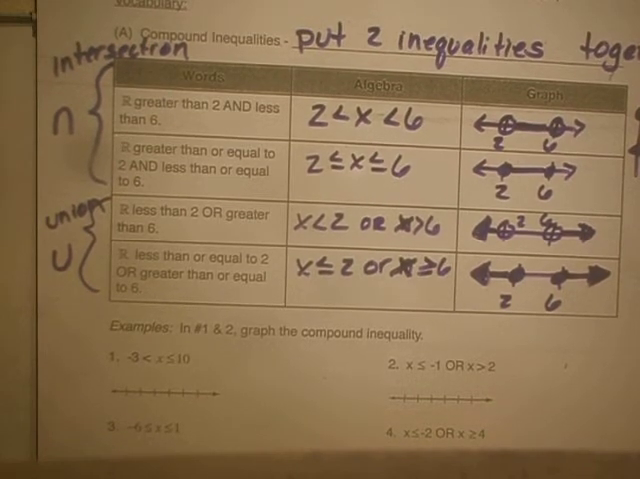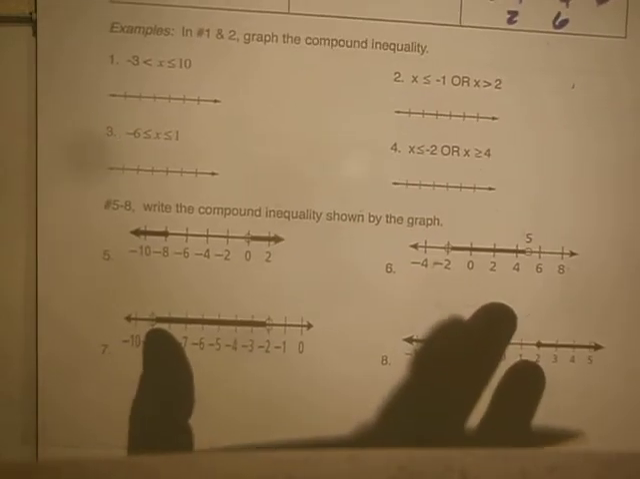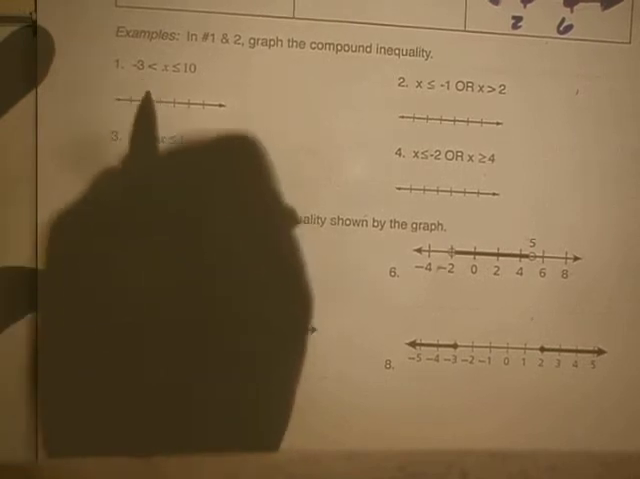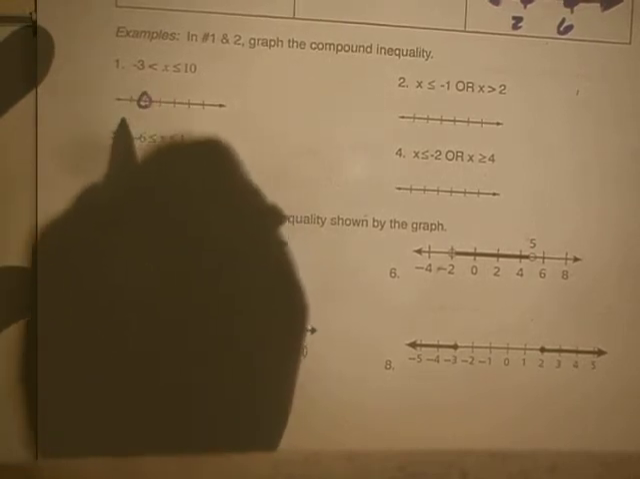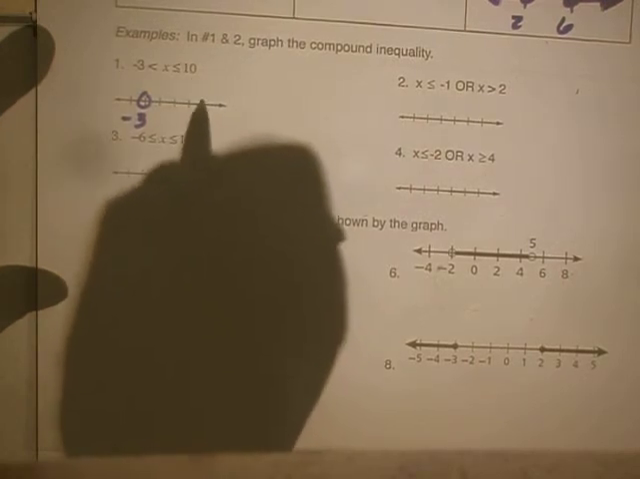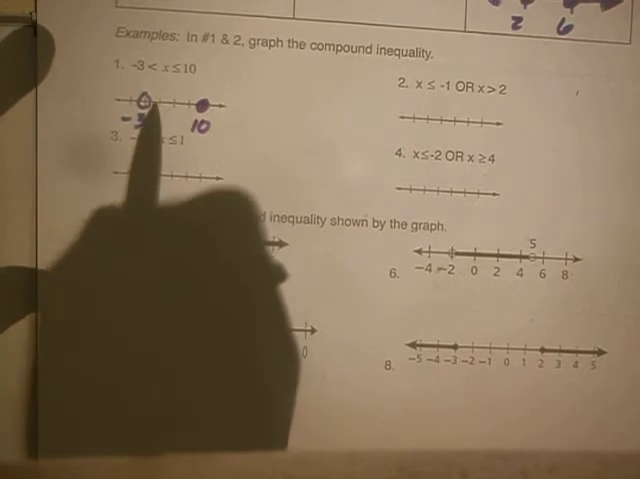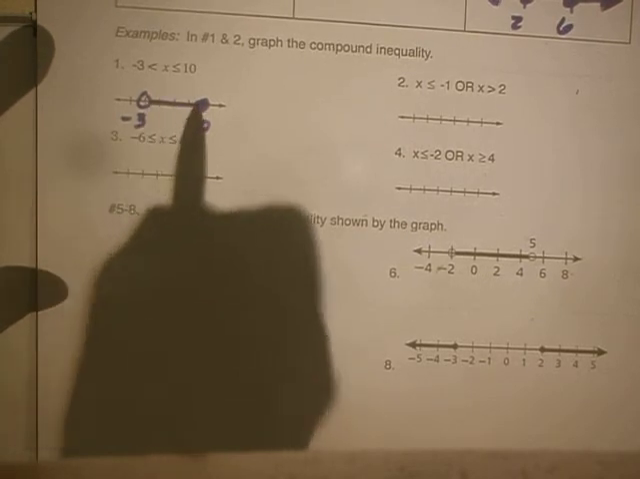The first thing they're going to ask us to do is graph these inequalities. So -3 is less than x is less than or equal to 10. We are going to have an open circle on a -3. We are going to have a closed circle on the 10. And then everything between those two colored in.